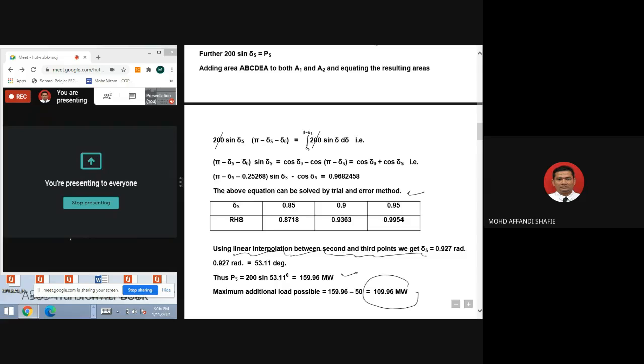If you add more than 109.97, it means your system becomes unstable. So this is the maximum load that you can add to ensure your power system becomes stable.